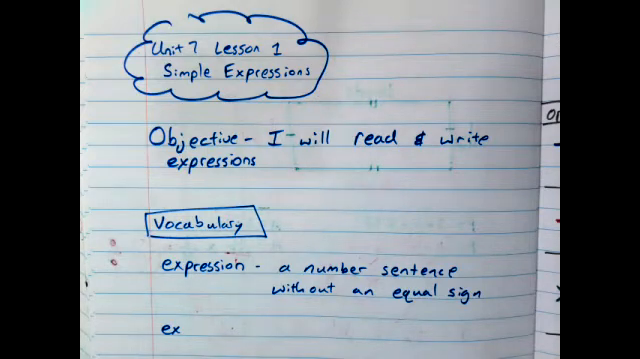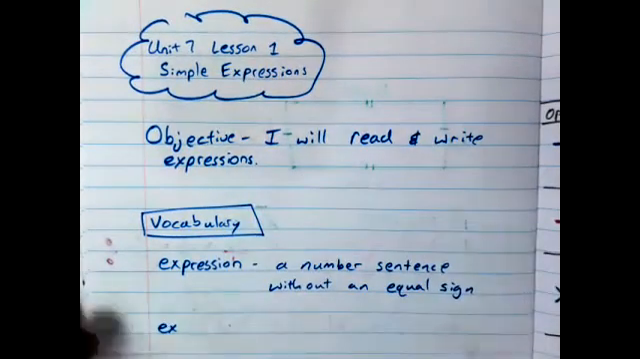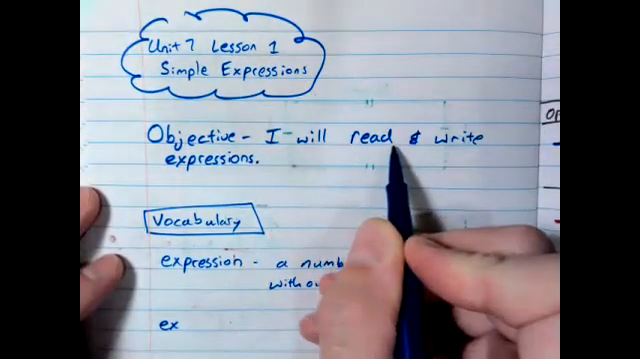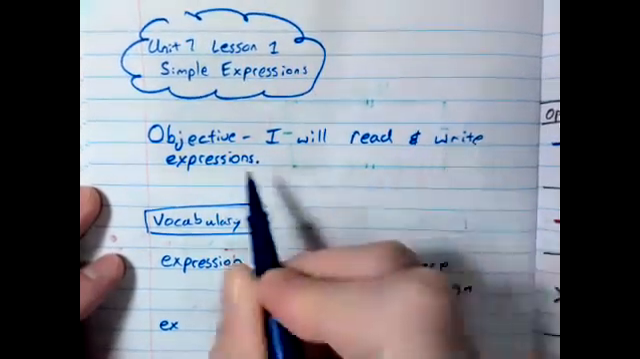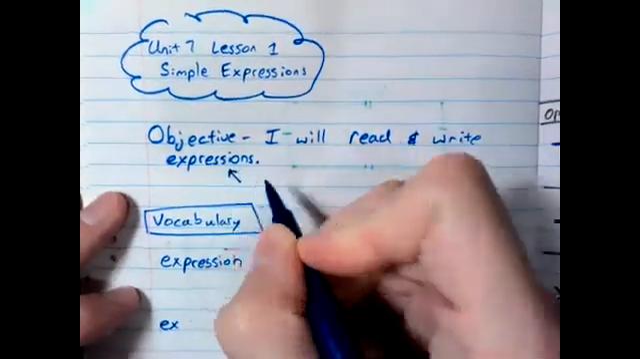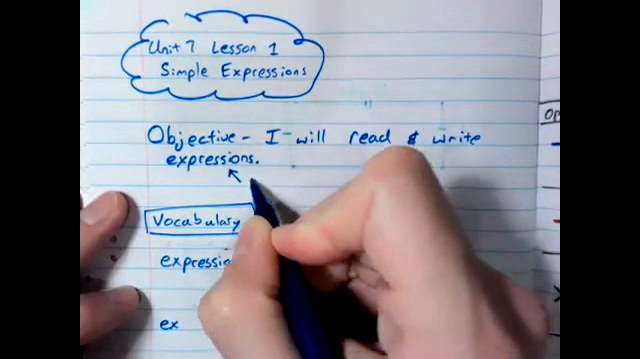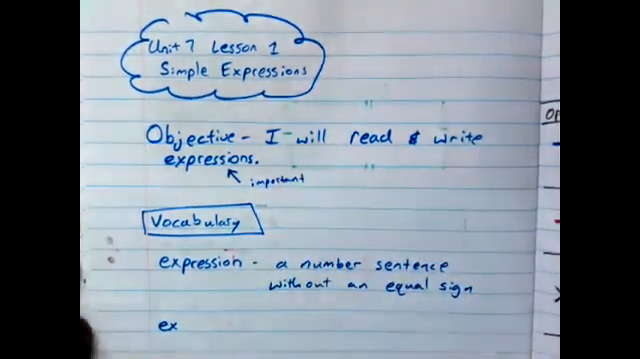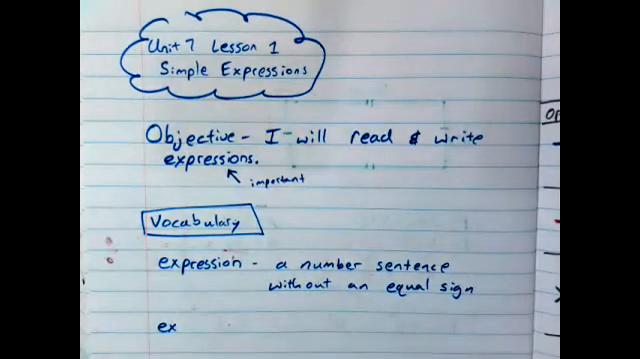Our objective today: I will read and write expressions. Seems pretty easy. Read it one more time with me. I will read and write expressions. Now, the key word here is expressions. This is the most important term of this lesson. And as such, our vocabulary term is expression.